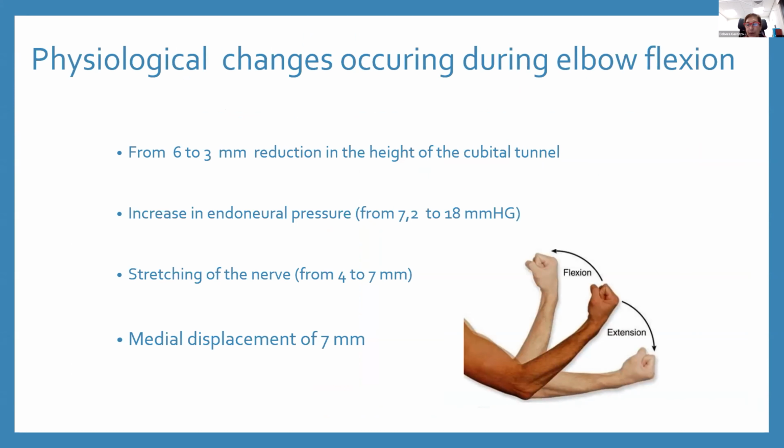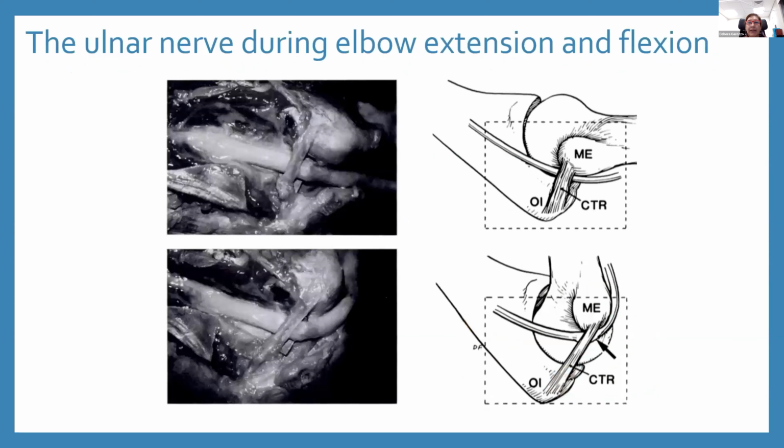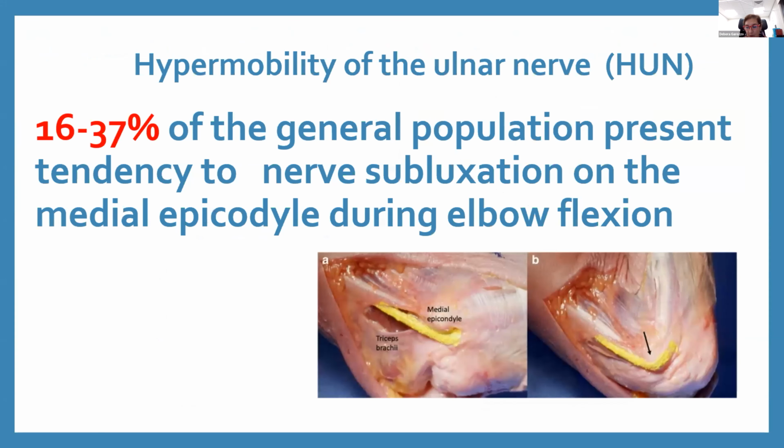Whenever we flex the elbow, we observe a reduction in the height of the cubital tunnel, an increase in the endoneural pressure, and a stretching and elongation of the nerve, and this is the factor that from our point of view is the most important one. We observe a medial displacement that is usually estimated as 7 millimeters, but in some cases, as Dr. Rana already explained, might be more relevant and may be related to what we call hypermobility of the ulnar nerve. Based on the data in the literature, hypermobility of the ulnar nerve is found in percentages ranging from 16 to 37% in the general population, based on different studies.